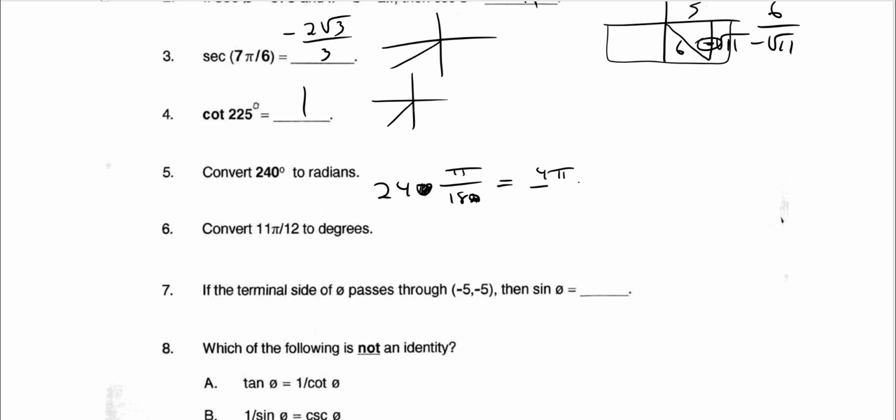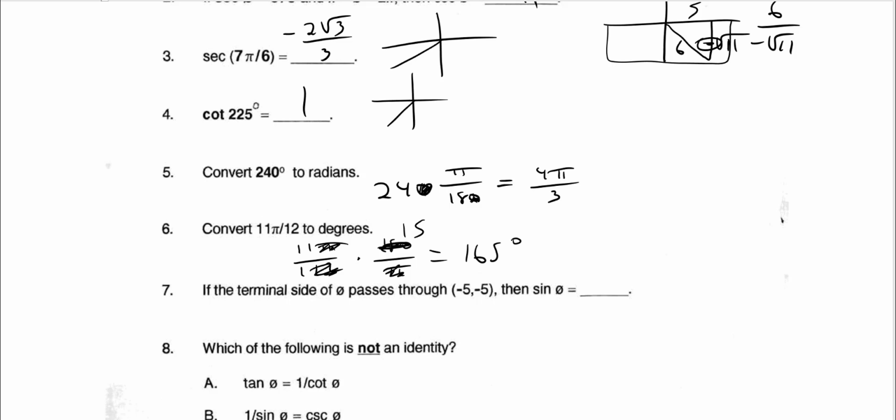Right? That's the way I kind of do the problem. Okay, and convert 11 pi over 12 to degrees. Same thing, it's going to be 180 over pi, so the pi's cancel, it's very sad. And you can do the 12, that's a 1, and that's 15, so 15 times 11 is 165.